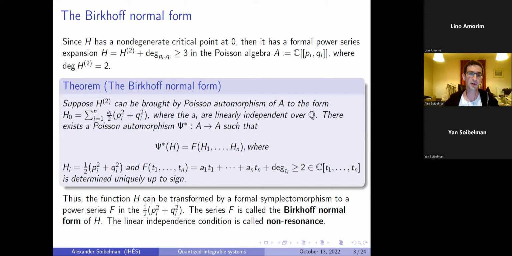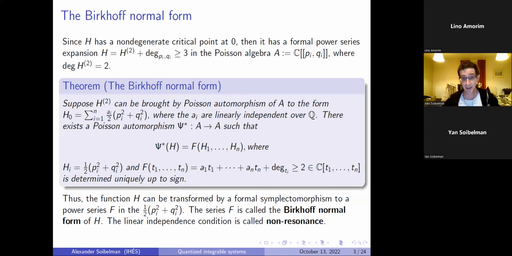This ring of formal power series is a Poisson algebra, where the Poisson bracket comes from the standard symplectic form. There's going to be a Poisson automorphism that changes the function h into its Birkhoff normal form, which is again a formal power series written in terms of these sums of squares, and of course it starts off with just the linear combination that is h_0. That's essentially the Birkhoff normal form, and this additional condition that I require, for these a_i to be linearly independent, is called non-resonance.